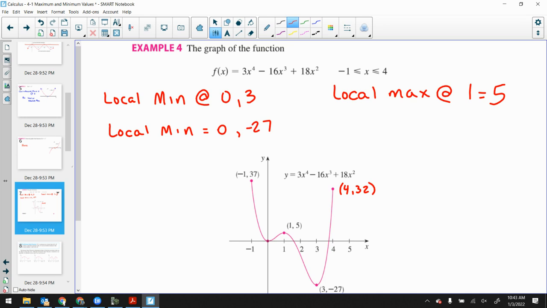Okay, let's talk about the absolute minimum. Where does that occur? Where's the absolute minimum? At 3. And what does it equal? Negative 27. The absolute minimum occurs at 3, and it is negative 27.